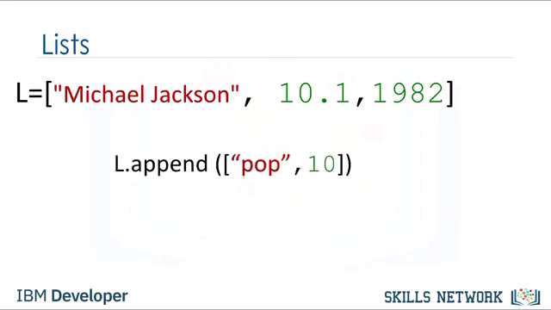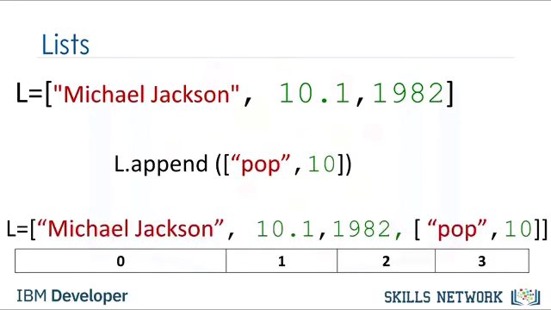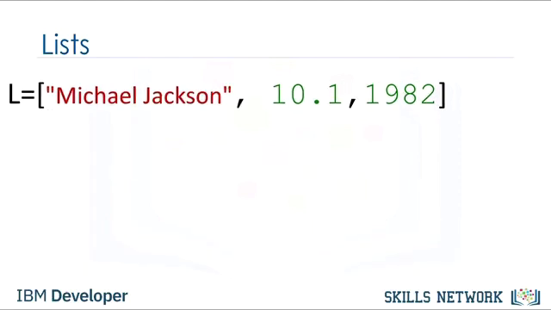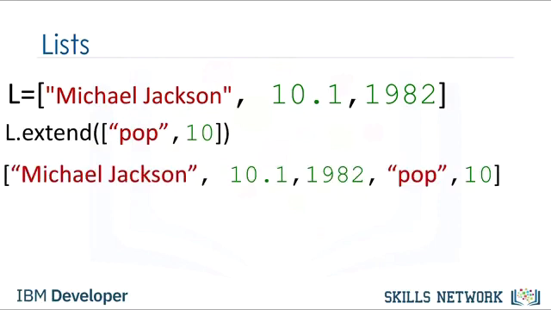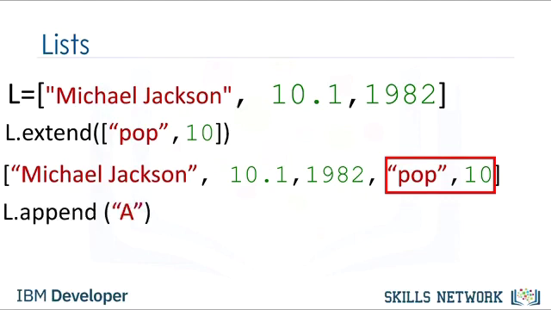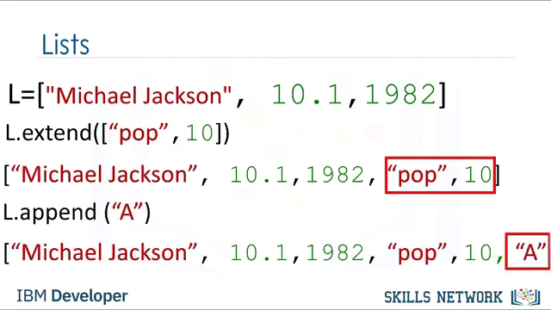If we apply append instead of extend, we add one element to the list. If we look at the index, there is only one more element. Index 3 contains the list we appended. Every time we apply a method, the list changes. If we apply extend, we add two new elements to the list. The list L is modified by adding two new elements. If we append the string A, we further change the list, adding the string A.